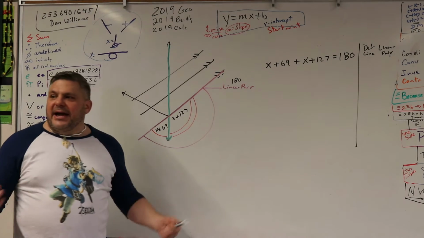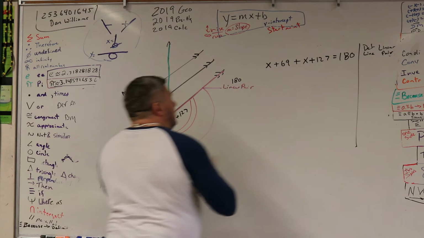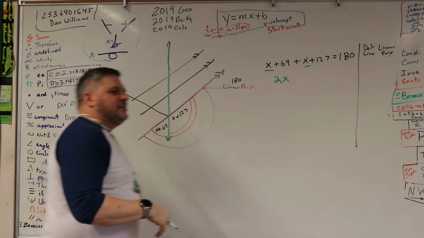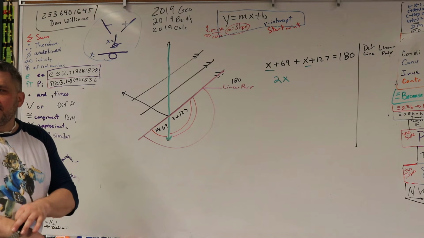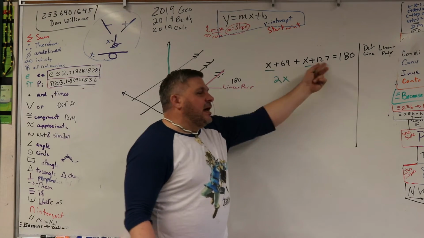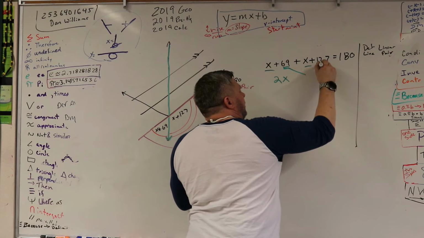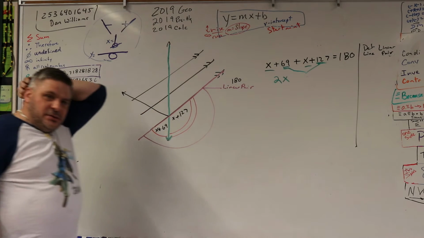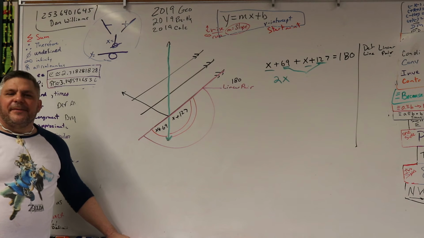So, do the math. What's x plus x? Not 2, it's 2x, right? If it were just 2, we'd be done, right? Okay? Then what? What's 69 plus 127? A number that's higher than 100. So what's 70 plus 120?